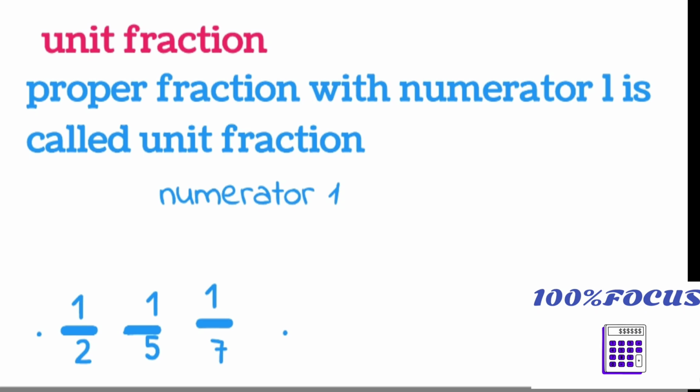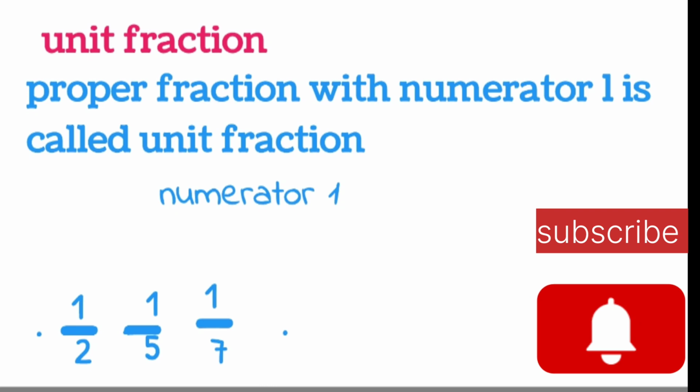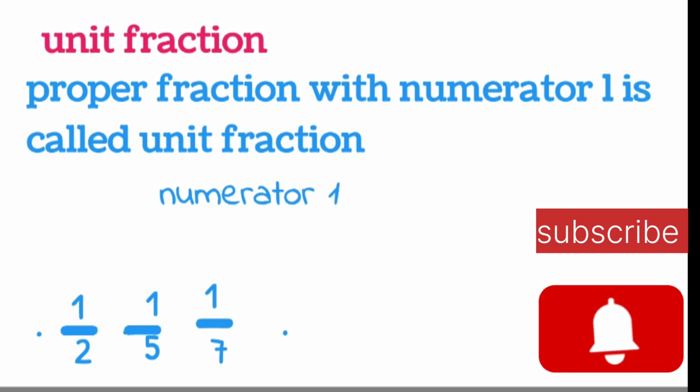Proper fraction with the numerator 1 is called unit fraction. Okay, proper fraction with the numerator 1 is called a unit fraction. Here actually proper fraction means the numerator is smaller than the denominator. Here always 1 in the numerator. Unit fraction means always 1 in the numerator, which means automatically the denominator will be higher than 1, right?